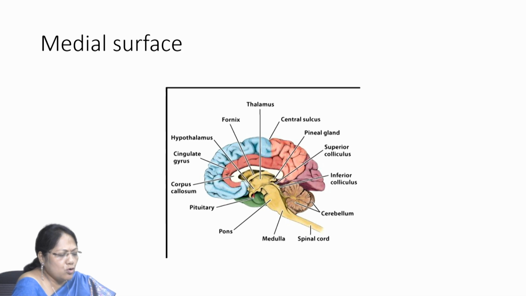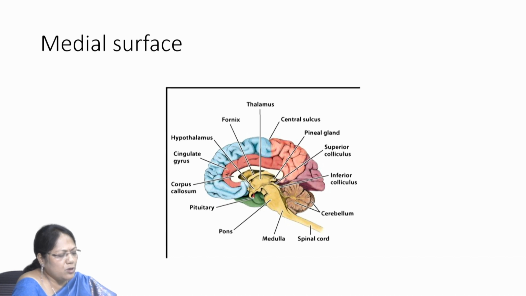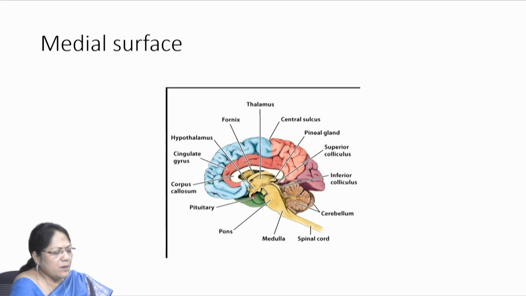Here we look for the central sulcus, which is the only sulcus cutting onto the medial surface, and this U-shaped area is called the paracentral lobule, which is the center for perineal reflexes. Very important area. I am not getting into the details of the other areas.